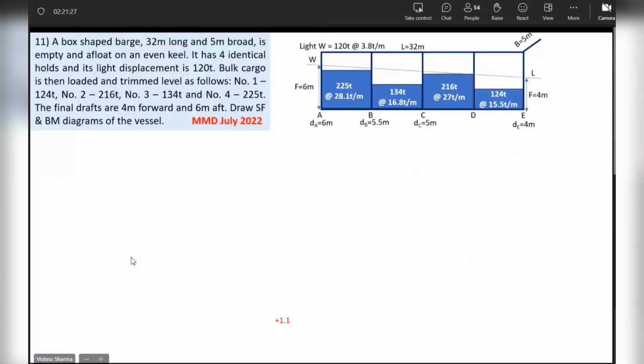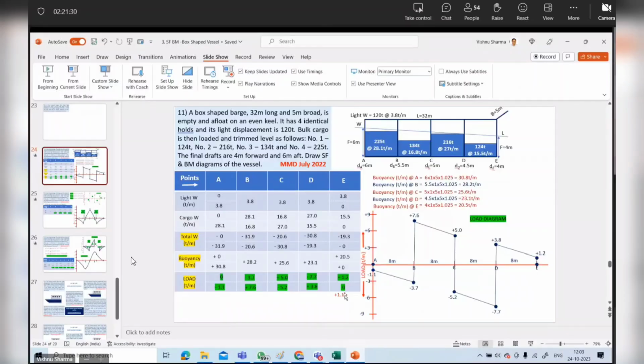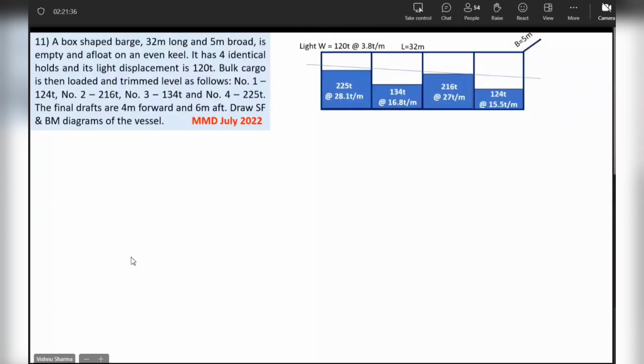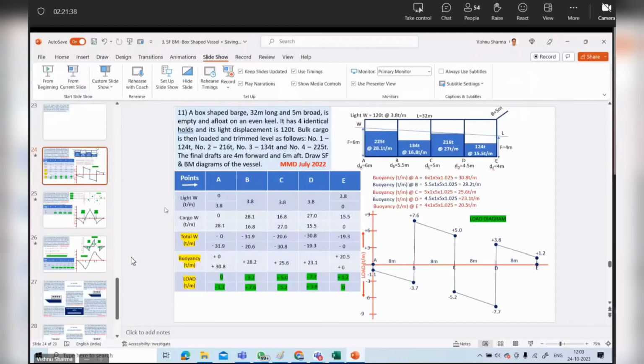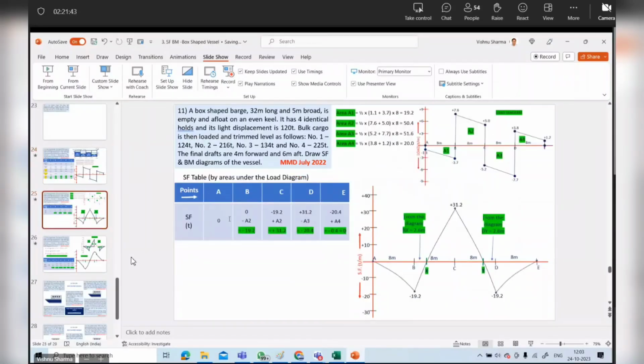Okay, let me just remove this 1.1. Why it's coming here? I don't know. Must have been doing something. And one more change was to be made. Somewhere here it was to be made. It was to be A1.